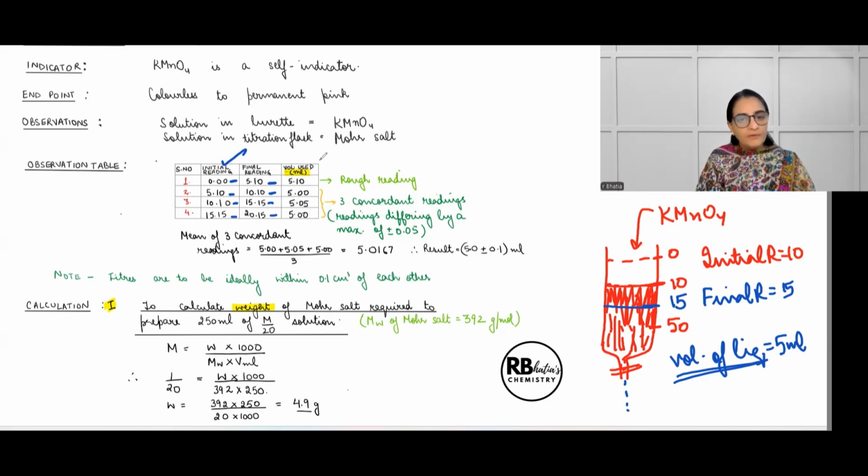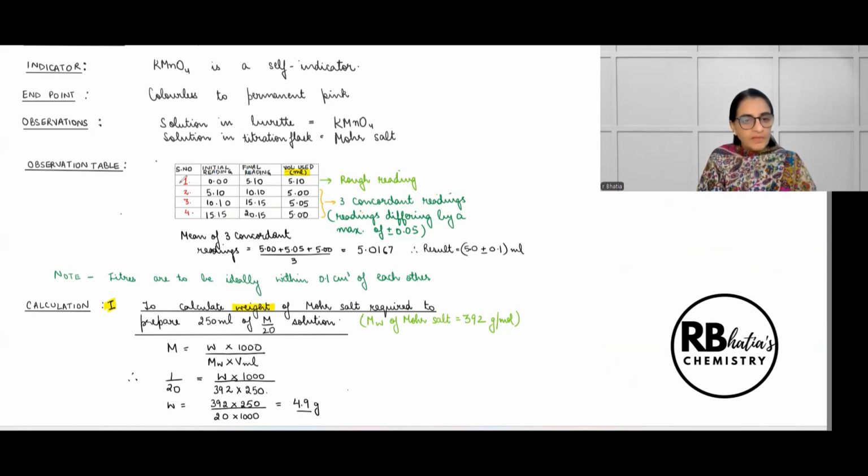Remember this. And volume used finally is obtained by taking final minus initial reading. Now, some misconceptions: some children every time fill the burette to 0. No, it's not needed. For every reading, you don't essentially need to fill it to 0. Your initial reading can be anything. Whatever the initial reading is, note the final reading. The difference should be quoted here.